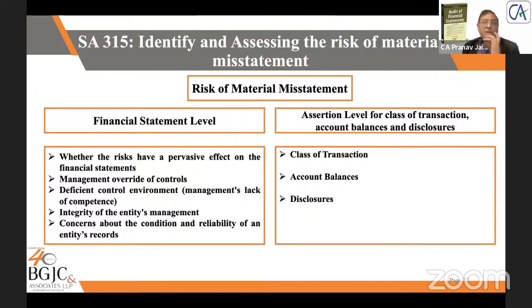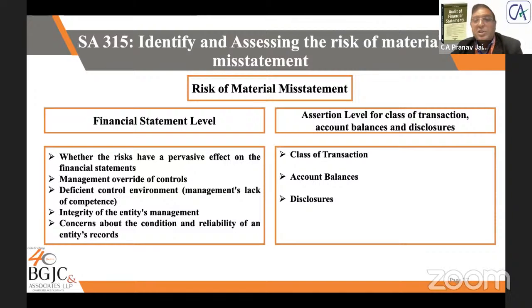Integrity of the entity's management. So you are aware that the entity's management is not of high integrity, or the market reputation of the owners or promoters is not very good. So you assess the risk to be a financial statement level risk. Or there are concerns about the condition and reliability of the entity's records. So you know that all the entries are passed just before the audit, there are chances of missing some entry. So your whole audit approach and the response to the risk at the financial statement level will change. Probably you would deploy more senior people, you will deploy audit experts, you will have increased engagement partner time. So these are the financial statement risks.